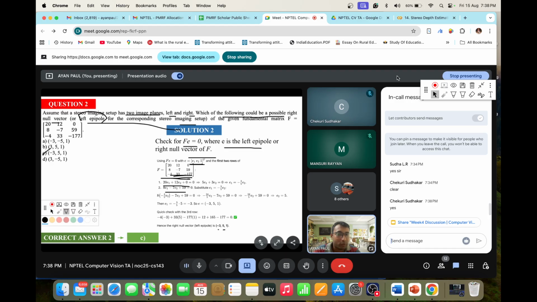You understood how we got the two equations, right? By multiplying F into E. F into E equals 0, we will get two equations. We will actually get three equations, but the third equation is of no use because we have only two variables. Two variables, two equations, and we can easily solve for the two variables. I hope this is clear to all of you.